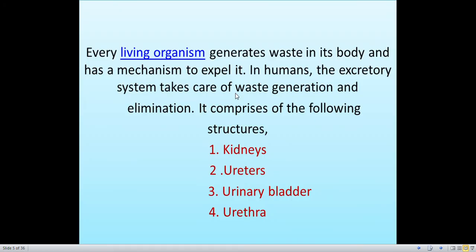Every living organism generates waste in its body and has a mechanism to expel it. In humans, the excretory system takes care of waste generation and elimination. As I mentioned earlier, it comprises of the following structures: kidneys, ureters, urinary bladder, urethra.